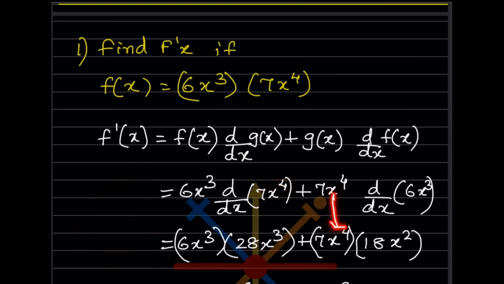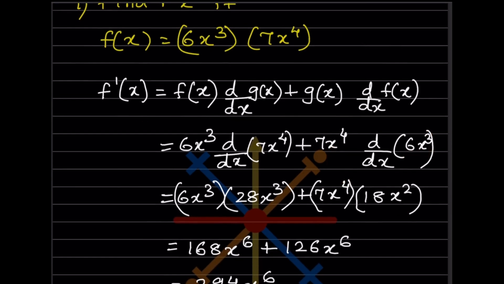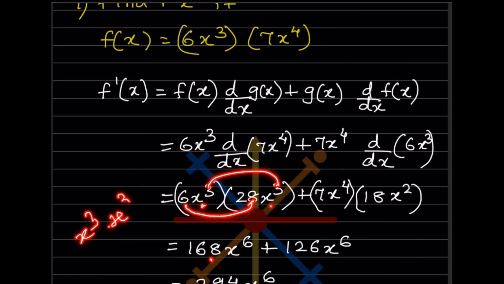Now this as it is, when you take this, 6 will be at the side. So this is going to be n x raised to n minus 1, so x raised to 3 minus 1. So that will be 18x raised to 2. So when you multiply this into this, what do you get? 168, and x cube plus x cube. Here x cube into x cube, you are going to use a raised to m into a raised to n. The bases are the same, so exponents should be added. So this will be x raised to 6.